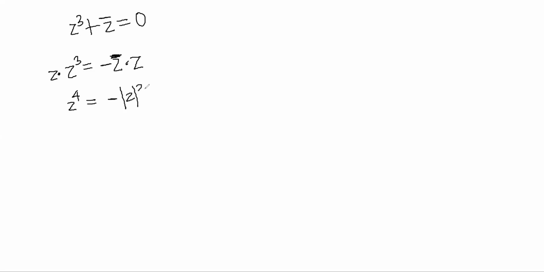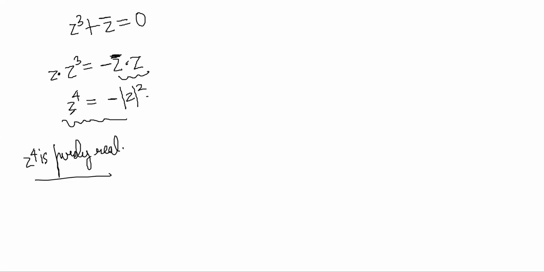Okay. z cube plus z conjugate is 0, so z cube is equal to minus z conjugate. Multiply by z on both sides. It becomes z power 4 is equal to minus mod z whole square, that is z into z conjugate. So we are getting z power 4 is purely real, and it's a negative number, right? If z power 4 is purely real, then z will also be the fourth root of that.